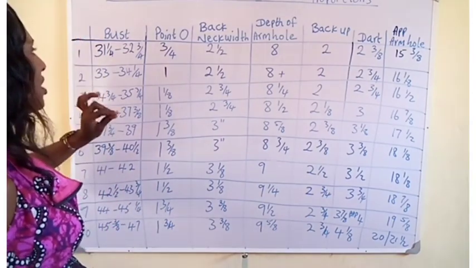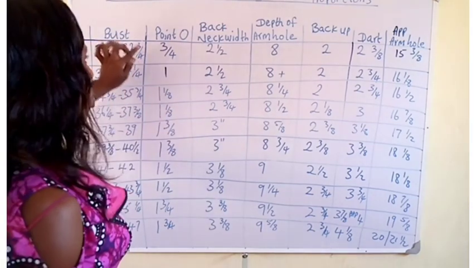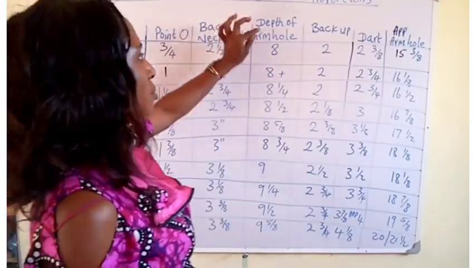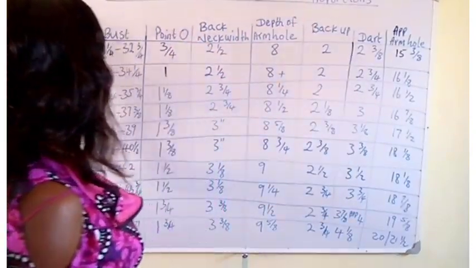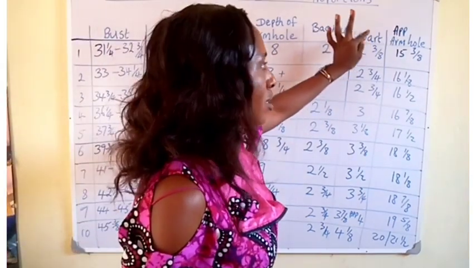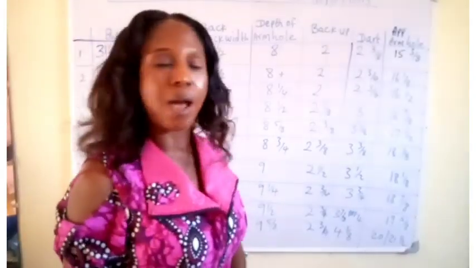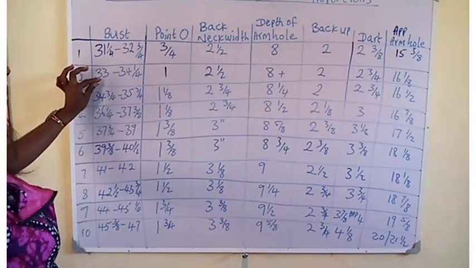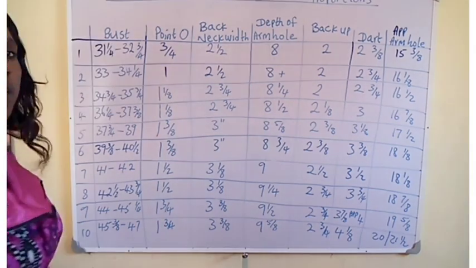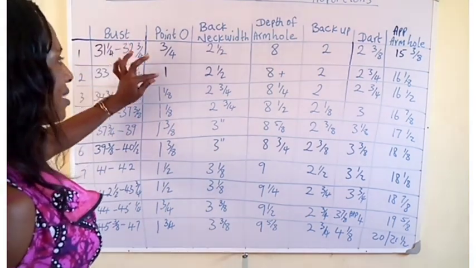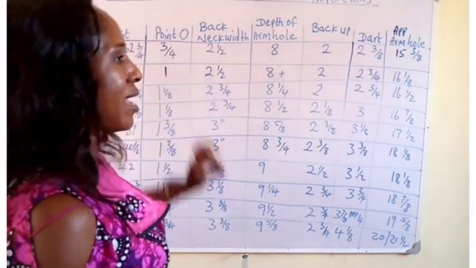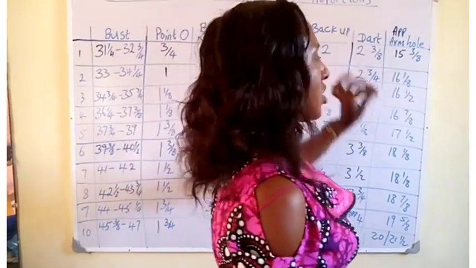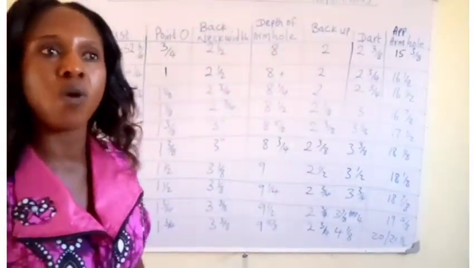Bust 31 and 1/4 inches and bust 32 and 3/4 inches have their point O as 3/4 inch. The back neck width is 2.5 inches and the depth of armhole is 8 inches. Back up for this bust measurement is 2 inches and the depth of that is 2 3/8 inches. The approximate armhole for this bust measurement is 15 3/8 inches. Next, we have bust 33 and bust 34 1/4 inches. The point O for this bust size is 1 inch. Then the back neck width is 2.5 inches. Then the depth of armhole is 8 inches. Back up is 2 inches. Depth of that is 2 3/4 inches, and the approximate armhole is 16 1/8 inches.